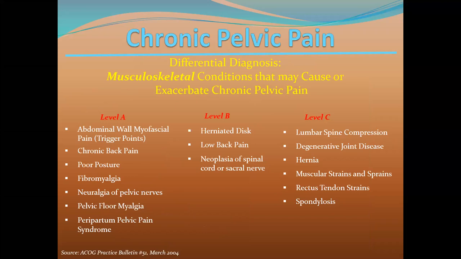So the differential includes musculoskeletal conditions, in levels A, B, C. Level A: abdominal wall myofascial pain like trigger points, chronic back pain, poor posture, fibromyalgia, pelvic nerves, pelvic floor myalgia, peripartum pelvic pain syndrome. Level B: herniated disc, lower back pain, neoplasia of spinal cord or sacral nerve. Level C: lumbar spine compression, degenerative joint disease, hernia, muscular strain, sprain, rectus tendon strain, or spondylolisthesis.